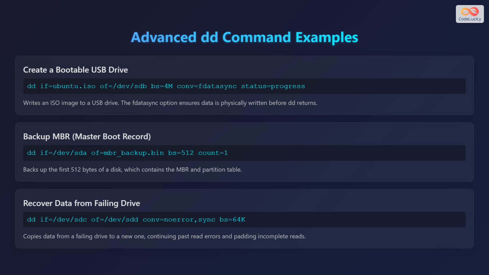To recover data from a failing drive, you can use the command dd if=/dev/sdc of=/dev/sdd conv=noerror,sync bs=64k. This copies data from a failing drive to a new one, continuing past read errors and padding any incomplete reads to maintain block alignment.